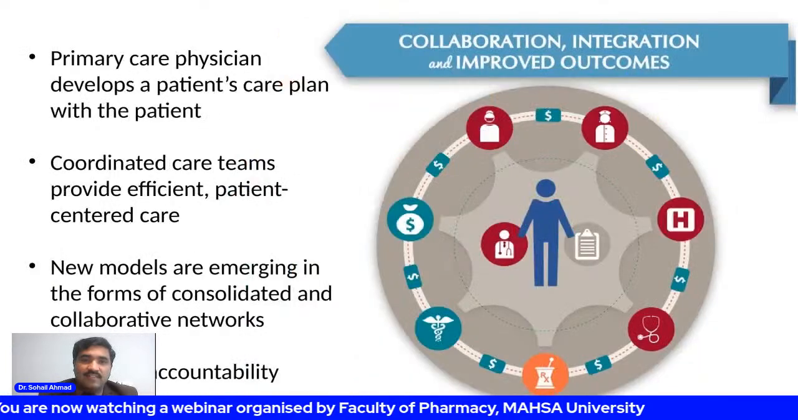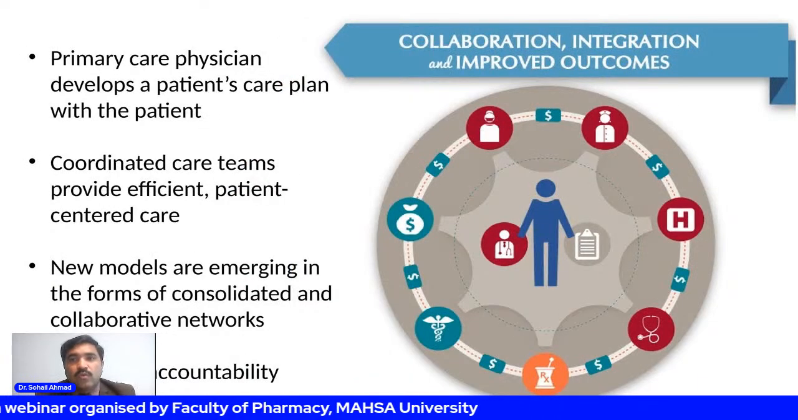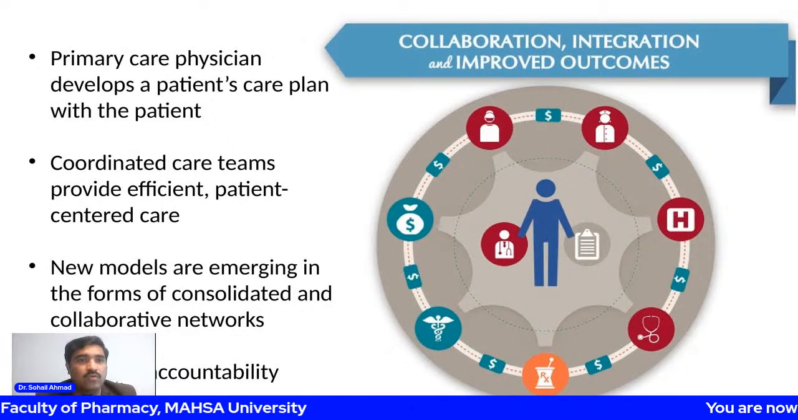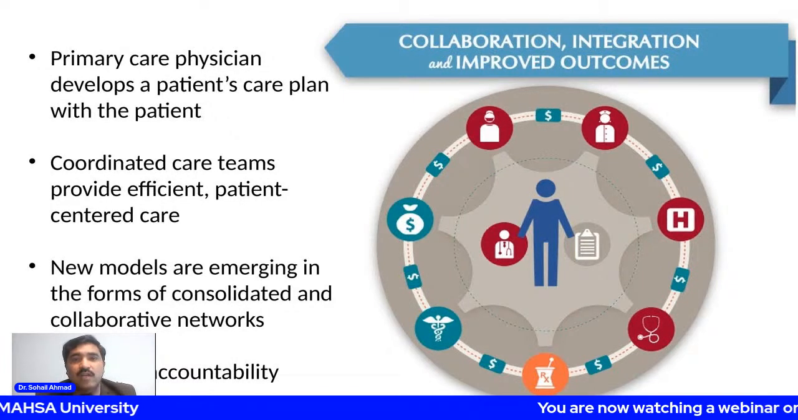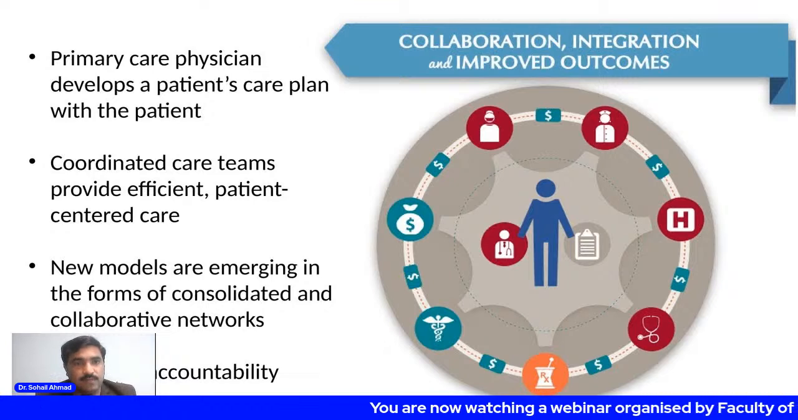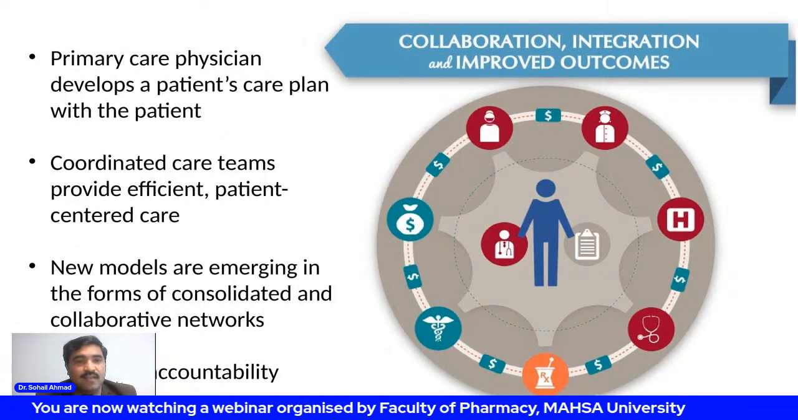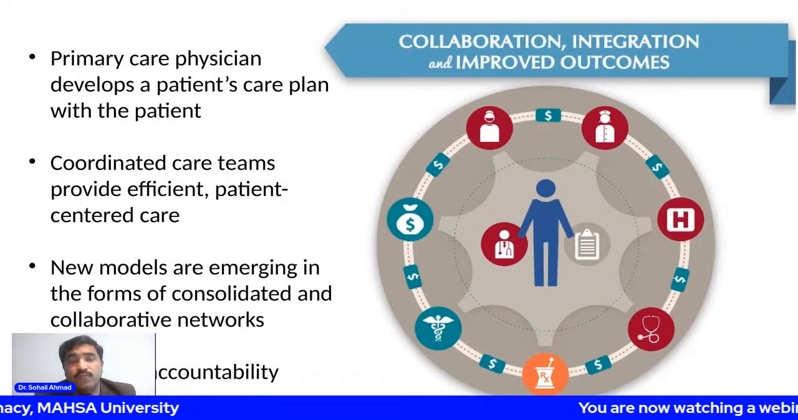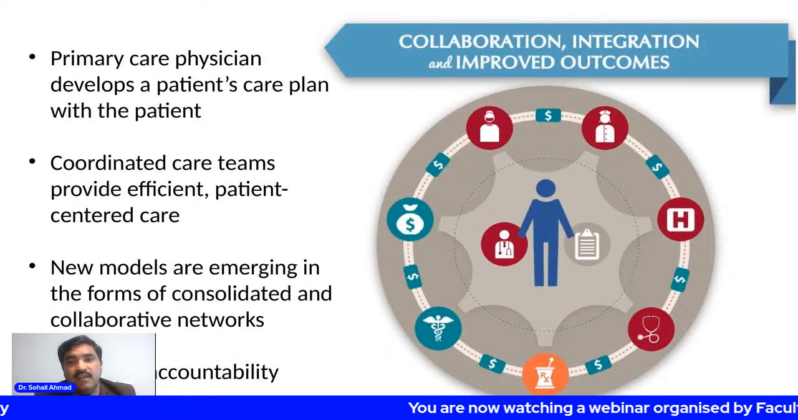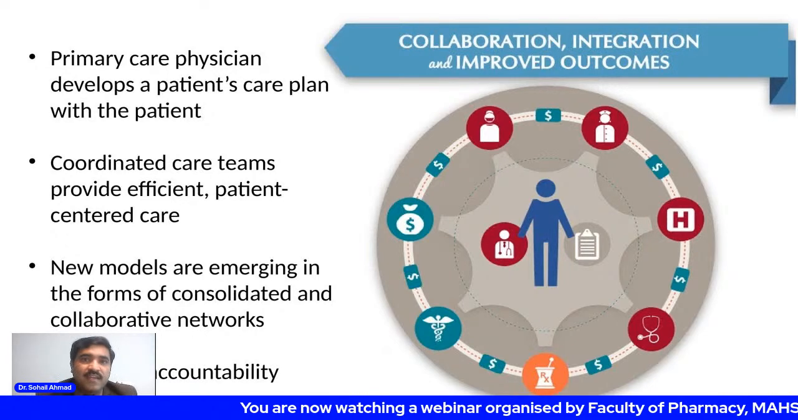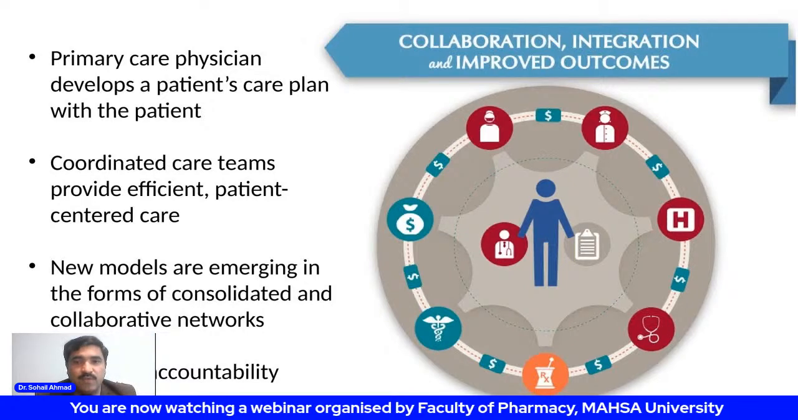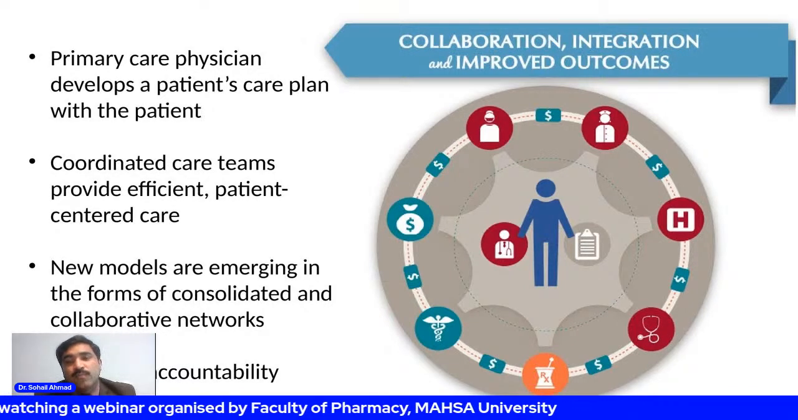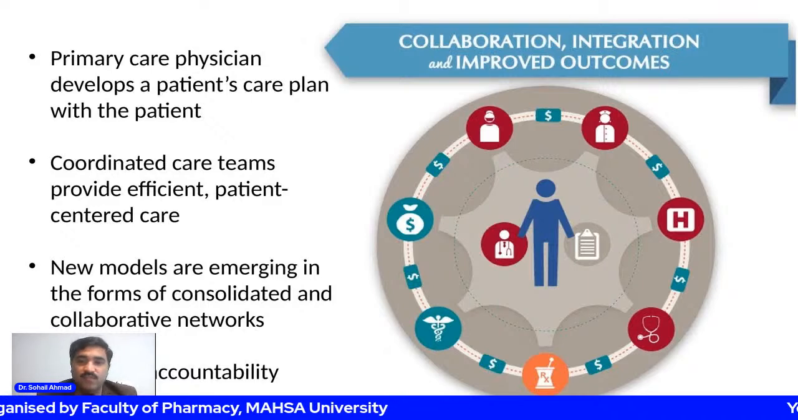Let's have a look at the new model: collaboration, integration, and improved outcome, where the primary care physician develops a patient care plan with the patient. The coordinated care team provides efficient patient-centered care. New models are emerging in the form of consolidated and collaborative networks. The beauty of this system is it inculcates a sense of accountability, and by implementing such a system, the patient care process can be optimized further.